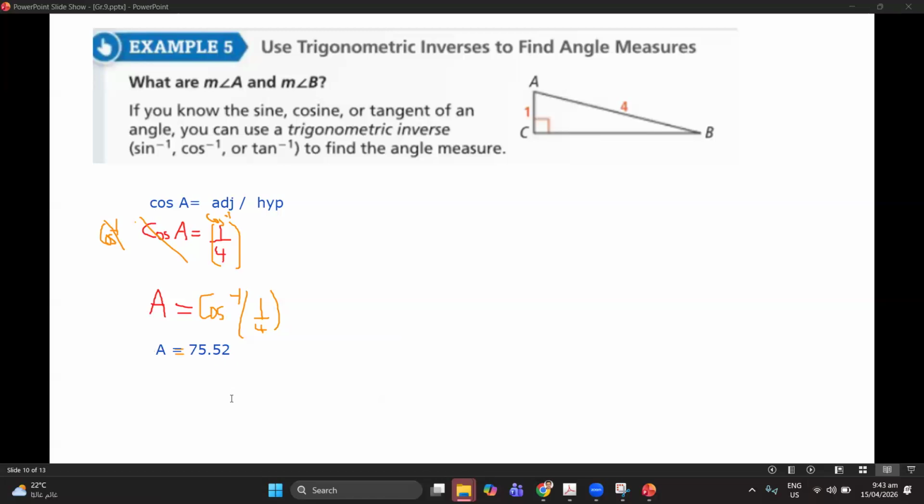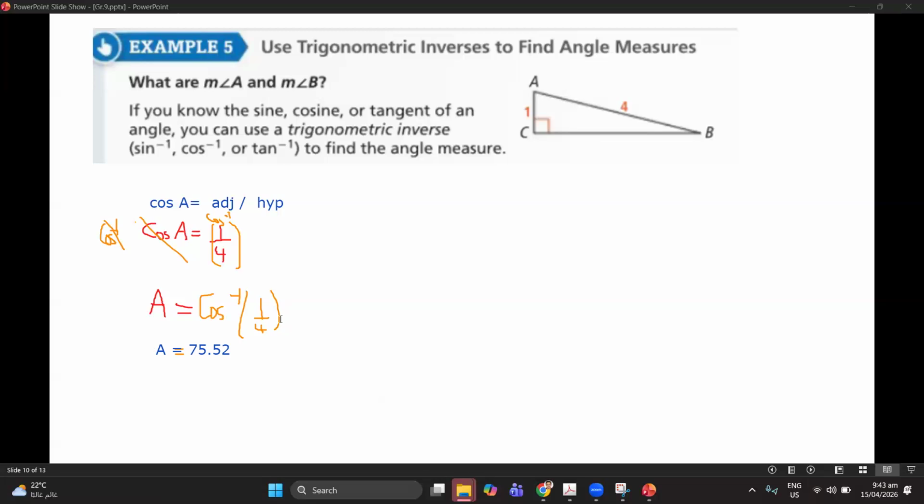Yes, Miss, but we said that it can't be more than 1. That's the cosine of the angle, not the angle itself. The angle can be up to 90, but the cosine of the angle, as you see here, is 1 over 4, which is 0.25. Okay.